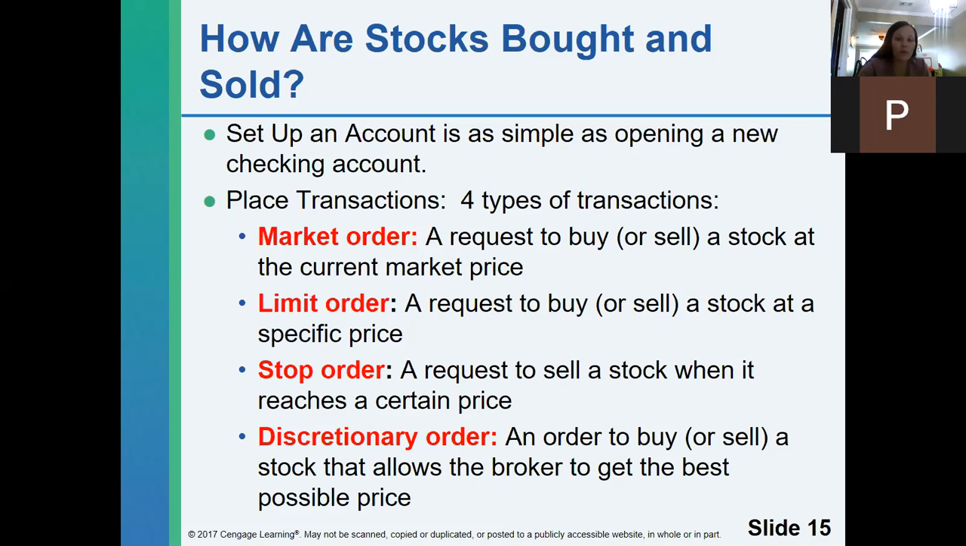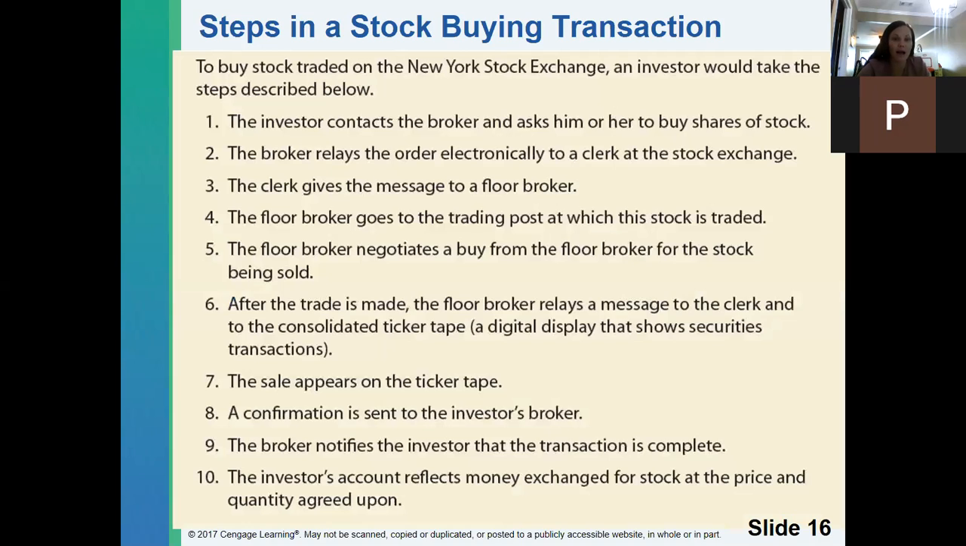So if you want to place a transaction, you have these four types of orders, and then you take action. Here are the steps to buy a stock on the New York Stock Exchange. The investor, that would be you, contacts the broker and asks him or her to buy shares of stock. So you call your broker, you email him, and say, I want this. They relay that order electronically to the clerk at the stock exchange.